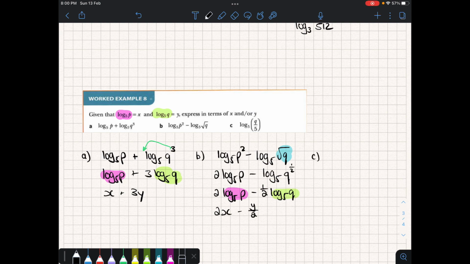And onto the last one. Here we have log base 5 of q over 5. In this example, we need to change this into something that resembles log base 5 of q. So we're going to use the subtraction rule, except we're going to split this up. This is a log that's being divided, so we're going to split it up. We're going to write this as log base 5 of q minus log base 5 of 5. So here we have our y, and while we don't have an x, the log of a base to the same value is just equal to 1, and so this will just be y minus 1.